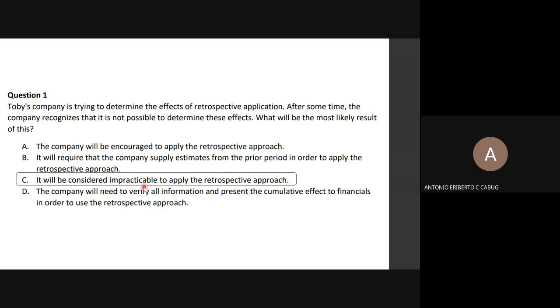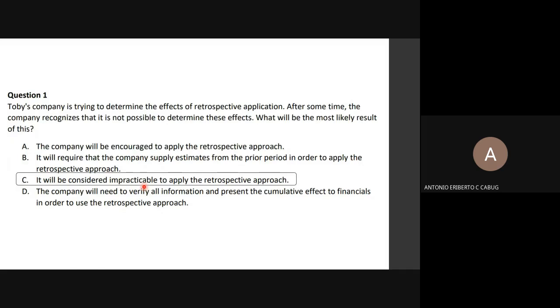Hindi na natin ma-work back yung mga previous na FS kung anong effect, assuming yung bagong principle yung enforce at that time. Okay? The likely result is that it will be considered impracticable and therefore it should be disclosed, at least IFRS dinidisclose, no? And treated prospectively na lang. The correct answer is letter C. Kung hindi na kaya, kahit estimate, hindi yan kaya. So wag niyong sagutin ng B ha.